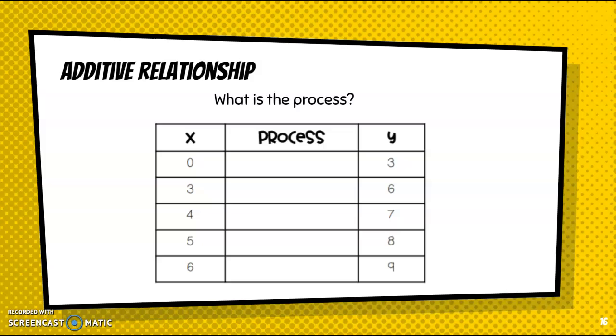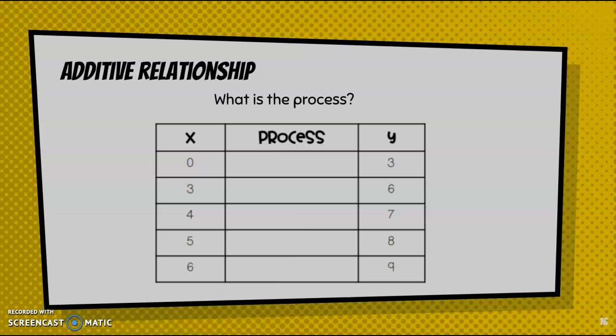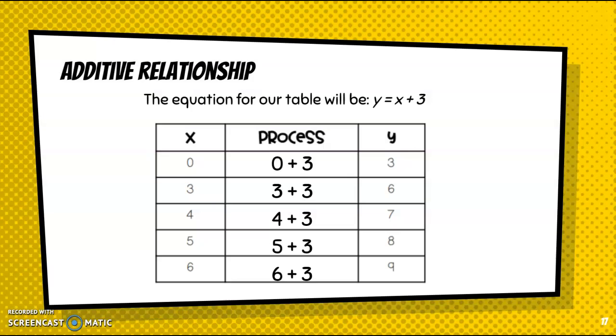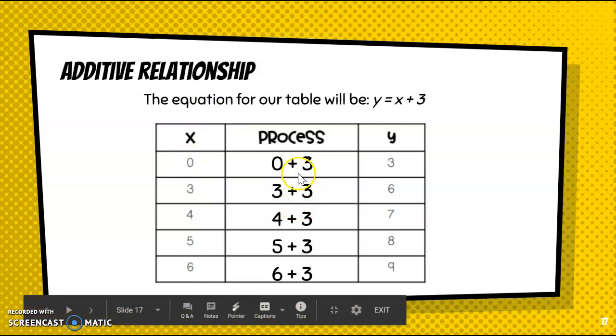So to get from 0 to 3, we would do 0 plus 3. 3 plus 3 is 6. 4 plus 3 is 7. 5 plus 3 is 8. And 6 plus 3 is 9. So the equation for our table would be y equals x plus 3. So 0 plus 3, 3 plus 3, and so on. And that would get us our outputs.